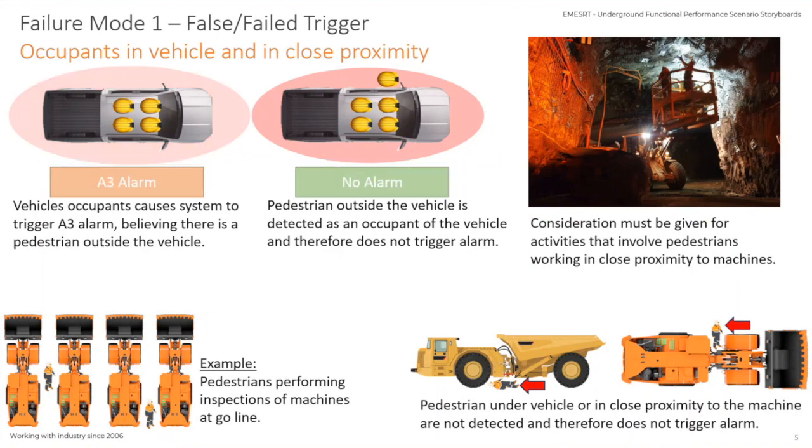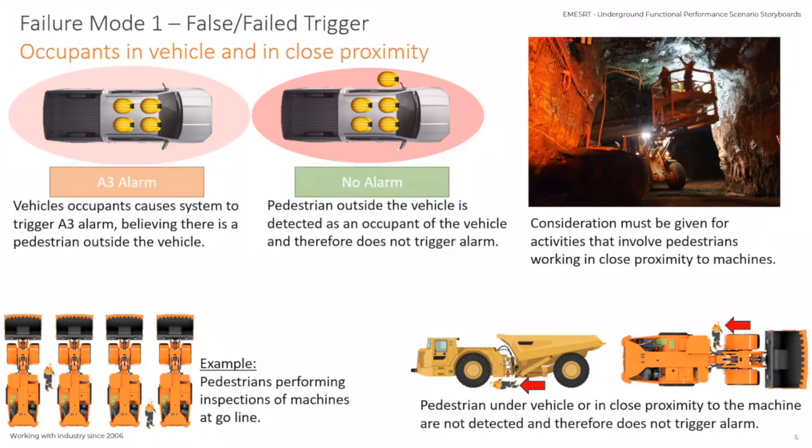The next one across to the right of that one, we've got multiple passengers inside the vehicle, and we have a pedestrian immediately outside the door, possibly leaning in the window, having a chat. And the system thinks that person, because they're so close, is actually inside the vehicle, and we have no alarm generated. So these are the examples of a false alarm or a failed alarm based on those sort of circumstances. And there's lots of real world examples of that.